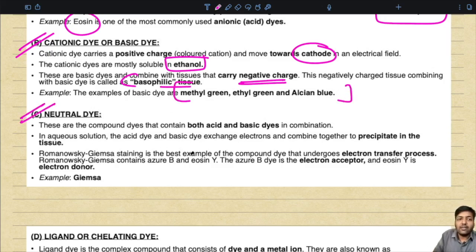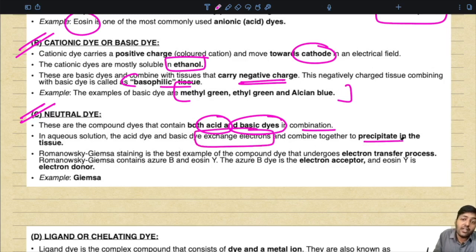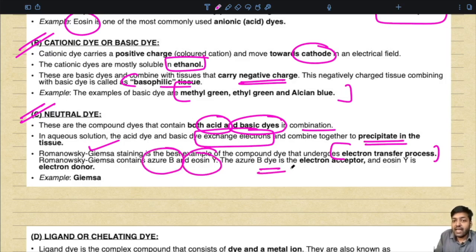Then we have neutral dye. These are compound dyes that contain both acid and basic dyes in combination. In aqueous solution, the acid and basic dyes exchange electrons and combine together to precipitate in the tissue. Romanovsky GMSA staining is the best example of the compound dye that undergoes this electron transfer process. Remember, this GMSA has 2 components: azure B and eosin Y. Azure B is an electron acceptor, whereas eosin Y is an electron donor. So there is a transfer between these 2 components and they neutralize each other. So the example is your GMSA stain.